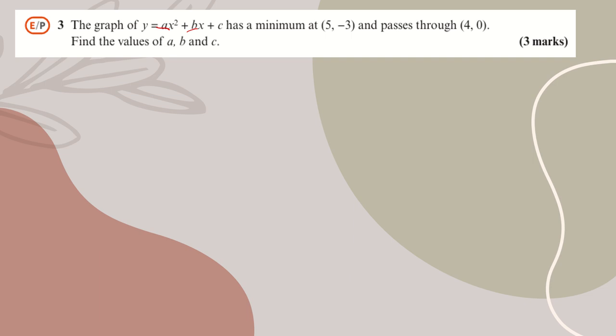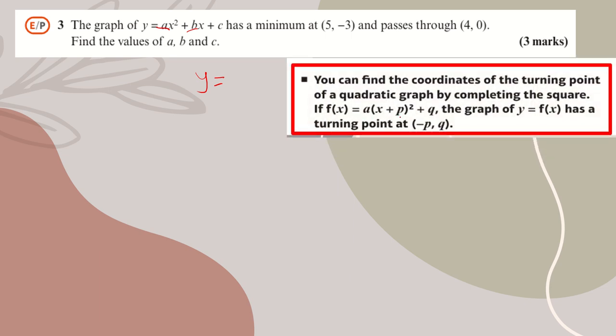and c. Now we know that any quadratic expression can be written in the form of y equals a(x plus p) whole square plus q, right? This is from the first page. Any quadratic expression can be written as a(x plus p) whole square plus q by the completing the square format, correct? And from here we know that the turning point is (minus p, q). So if you look at the minimum point, it is already given as (5, minus 3). That means p is 5 and q is minus 3, correct?